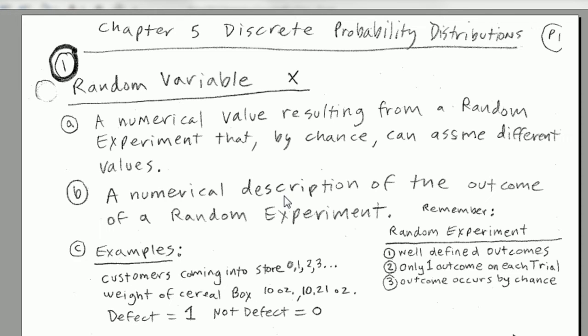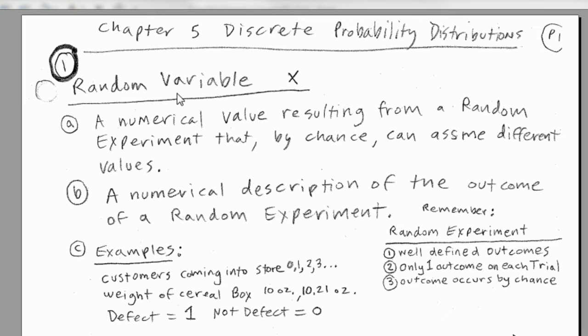Now, it's a description because sometimes we can have customers coming into a store, so we're counting 0, 1, 2, 3. That's easy to tell it's a number, right? Weight of a cereal box, that's another one. It's easy to tell that this is a number, weighing ounces. But what about this one? The experiment's going to determine defect or not defect. How in the world are we going to get a numerical description for that? Well, we're going to assign it 1 or 0.